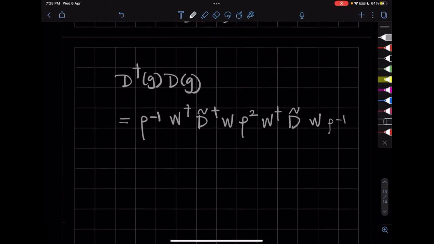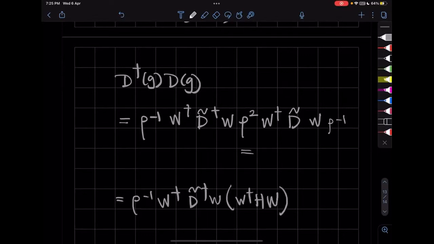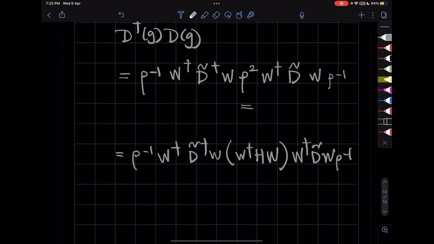Now, what we can do is we can then use the definition of rho squared. The definition of rho squared is W dagger H of W, right? And then we have W dagger D tilde W rho inverse. So this is 1. And this is 1.